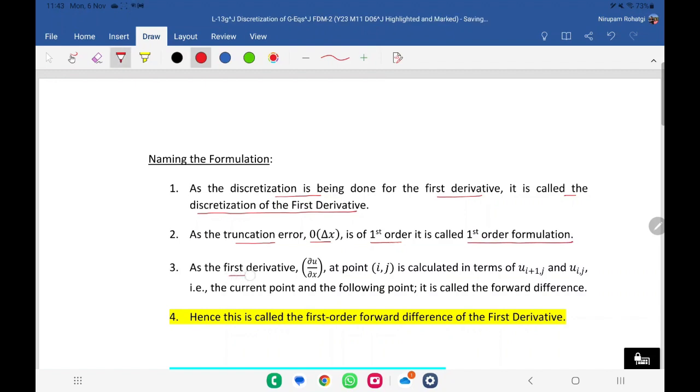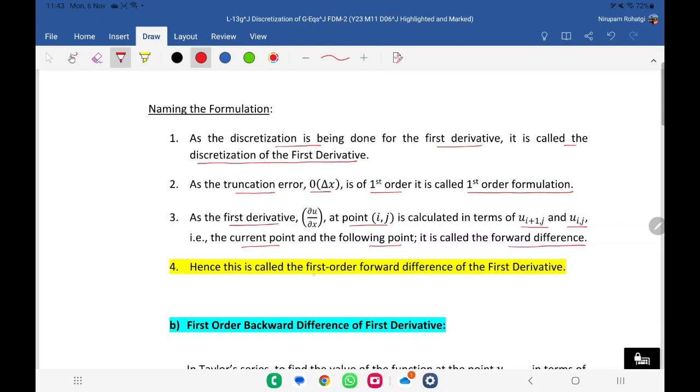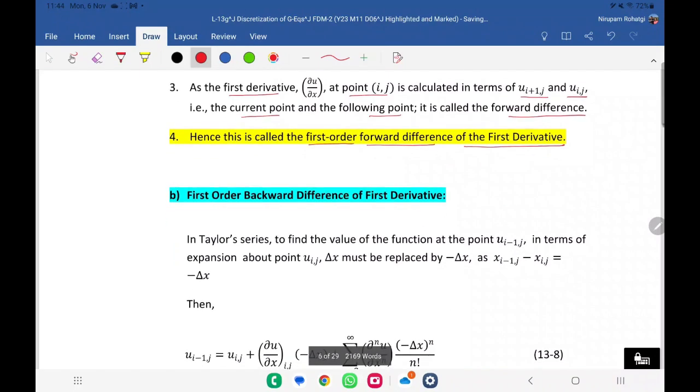As the first derivative at a point is calculated in terms of the current point and the following point, it is called forward difference. So the name is first order forward difference of the first derivative. The finite difference formulation of the first order forward difference of the first derivative. Okay, the same thing we can do in the backward difference method also.